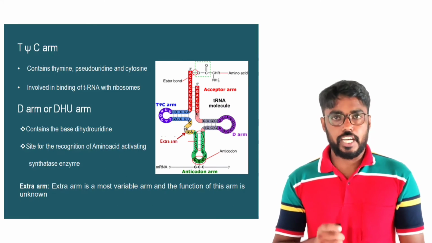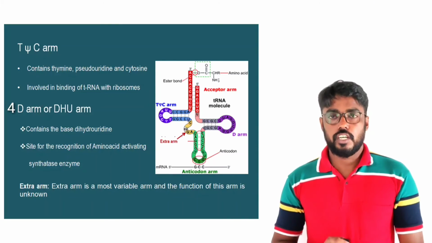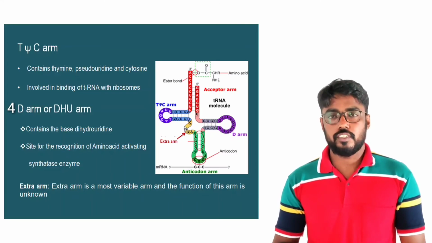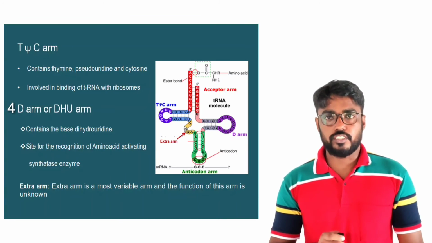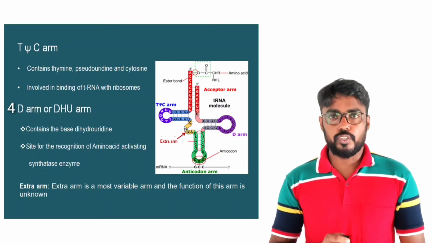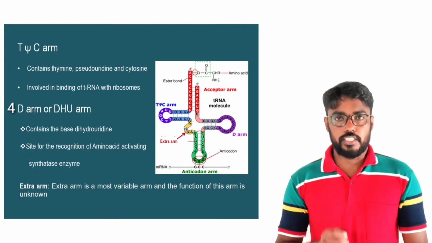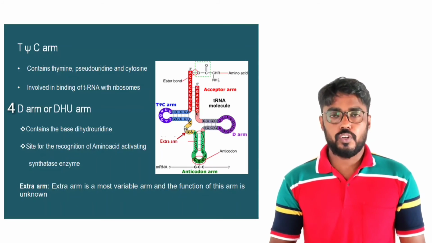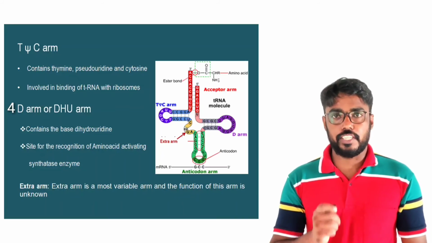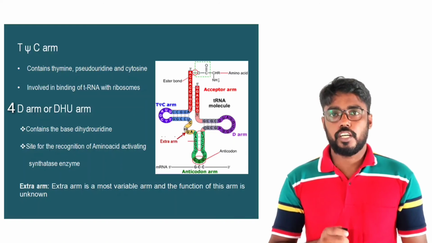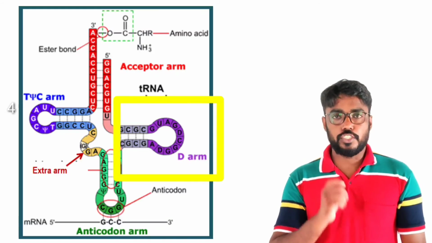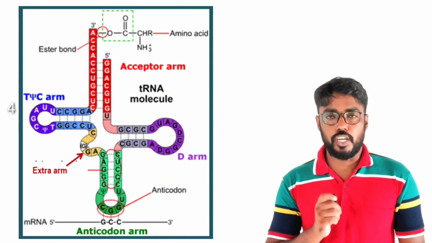And next is the D arm or DHU arm. This arm contains the base dihydrouridine. That's why it's called a DHU arm or D arm. And this arm acts as a site for recognition of the amino acid activating synthetase enzyme during protein synthesis. In this figure, you can see the DHU arm.